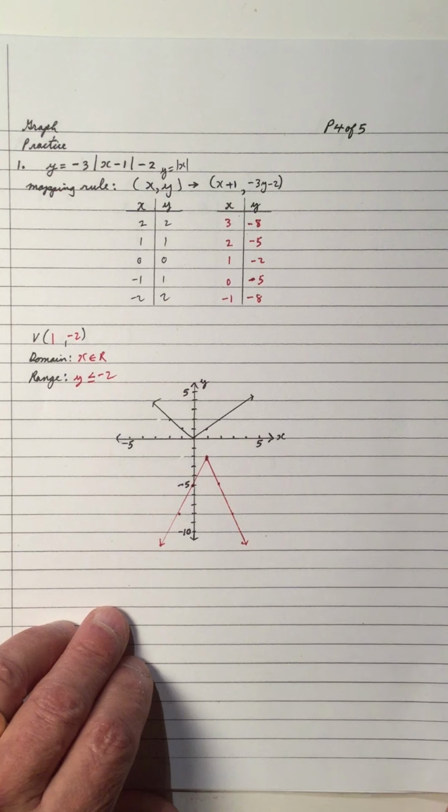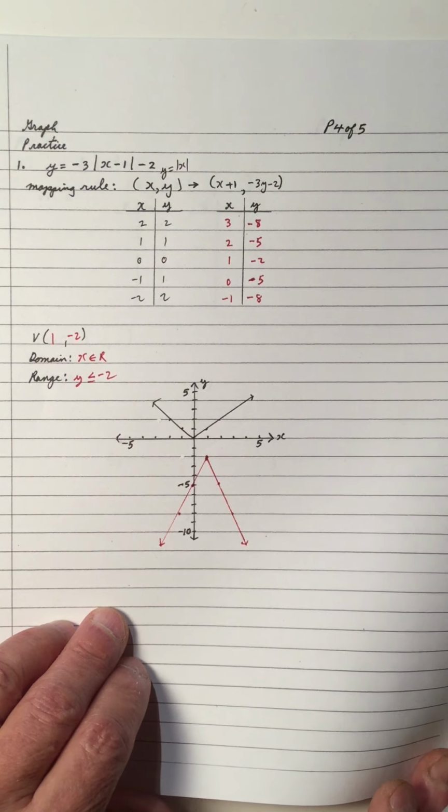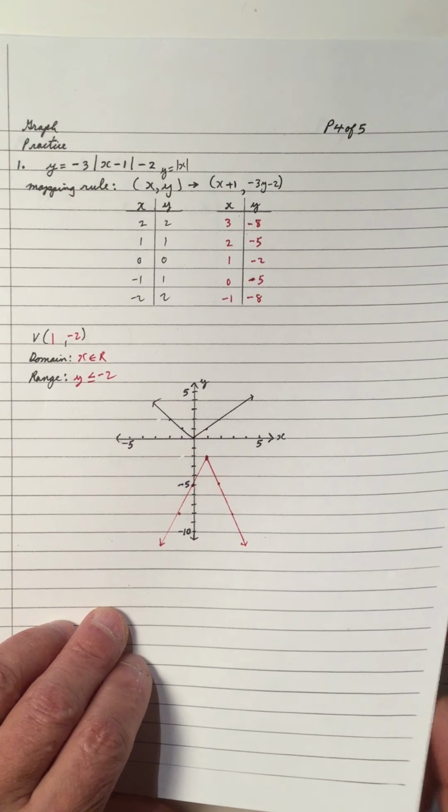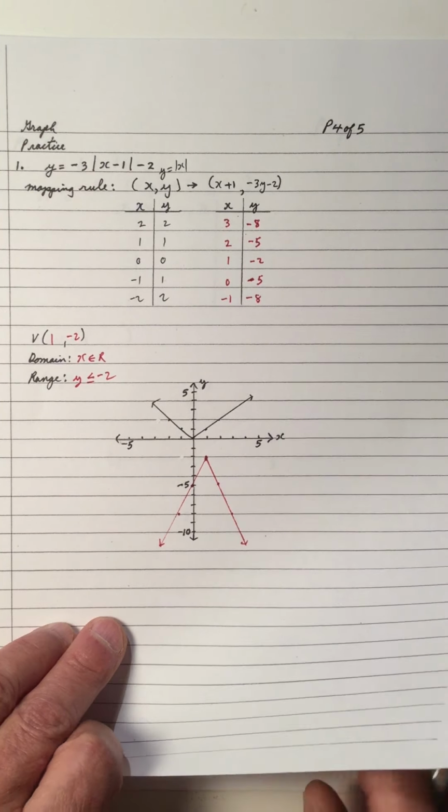Don't want to get confused, got to be careful. But if it's going up, there's two sides from the vertex. One is plus, one is minus. You're going down, again, you got a plus and a minus.